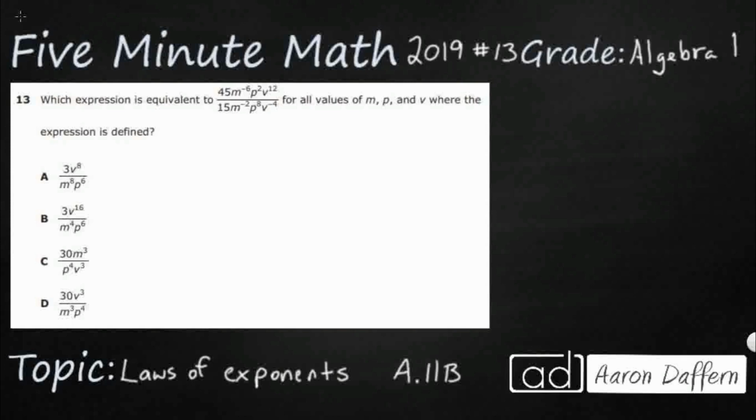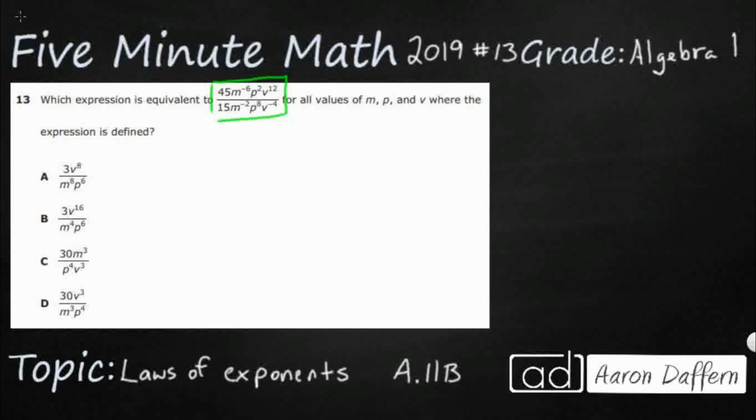So we need to find an equivalent expression to this whole mess right here. And the values are going to be defined for m, p, or v. That means we're not going to have any zeros, because if any of them ended up being a 0, we'd be dividing by 0 as a denominator, and it would be undefined.